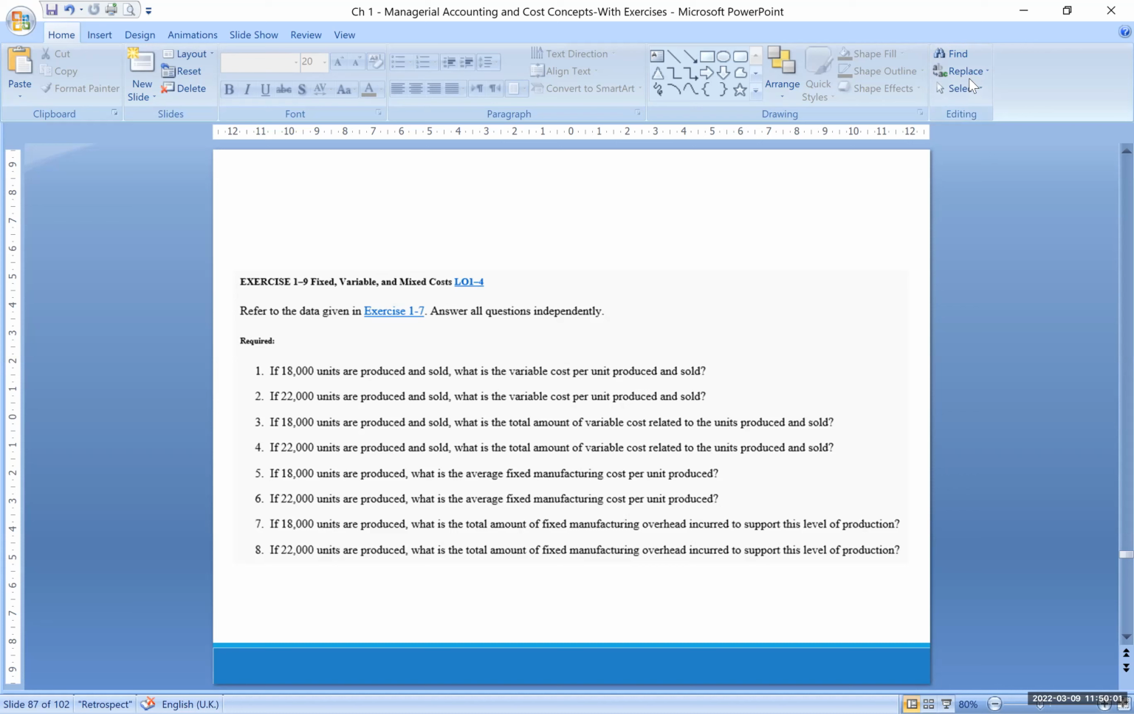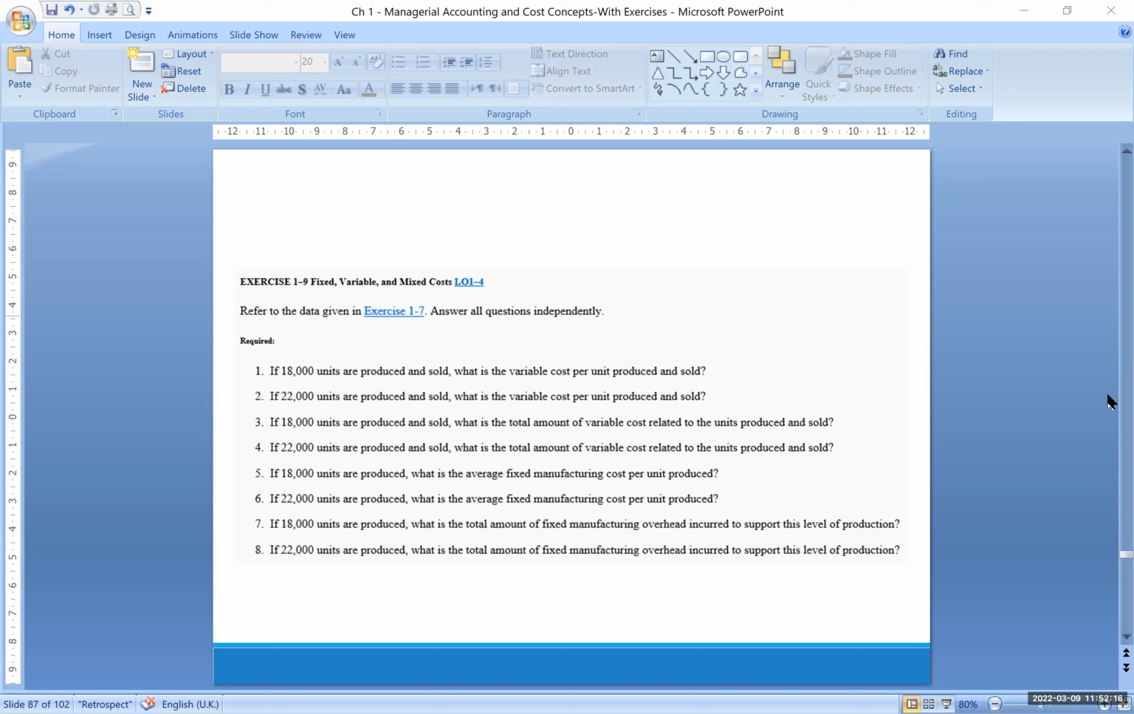Moving to another question. Okay, let's do exercise 1.9. Fixed, variable, and mixed costs. Referring to the same data on exercise 1.7. Answer all questions independently. Required.